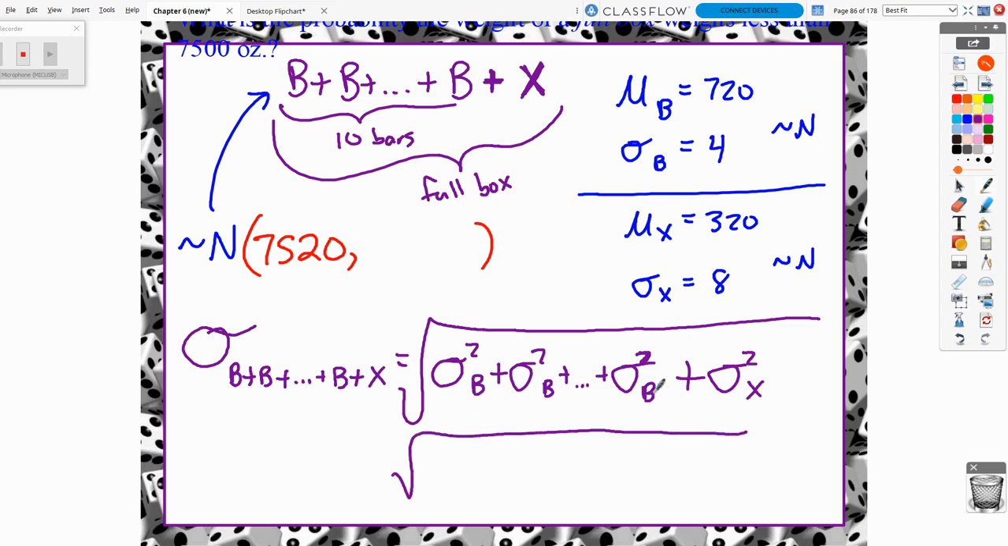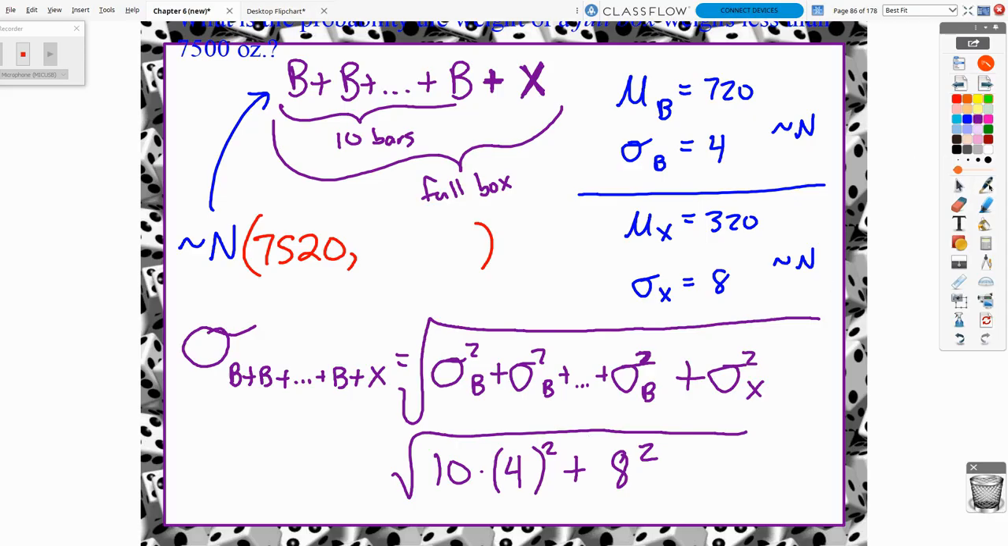We do have 10 of these sigma squared of B, right? So I'm just going to simplify this for right now to be that. And then we just had the one X. Now we're going to plug in what sigma was, sigma sub B, which was 4. So this is 4 squared. And then our one box standard deviation was 8 squared.